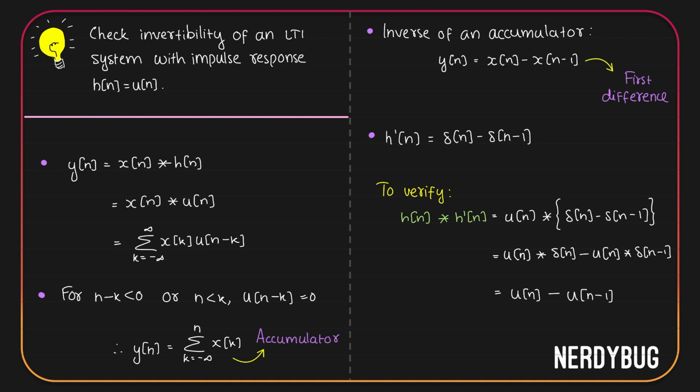But what is u of n minus u of n minus 1? U of n has value 1 for every n greater than or equal to 0. U of n minus 1 has value 1 for every n greater than or equal to 1. So if you subtract this from this, the only thing left is the 1 at 0. And what do we call it? An impulse sequence, delta of n, and it very much proves that these two systems are inverses of each other.